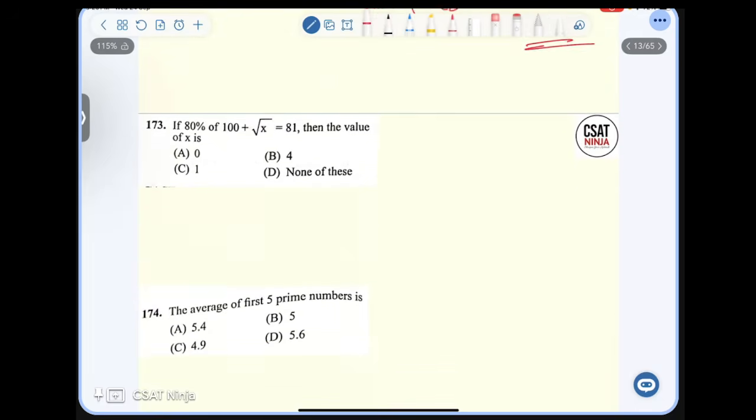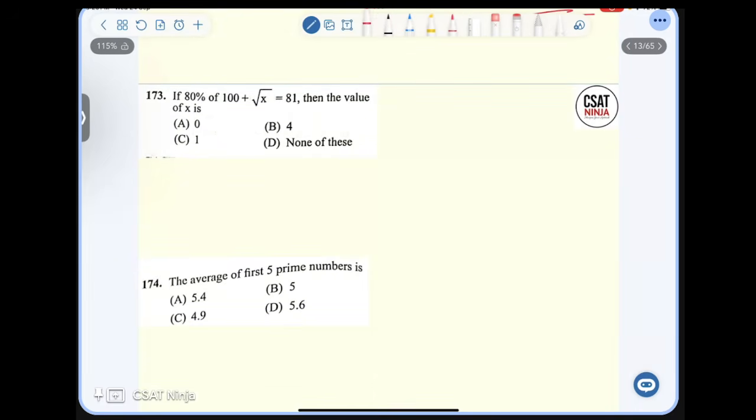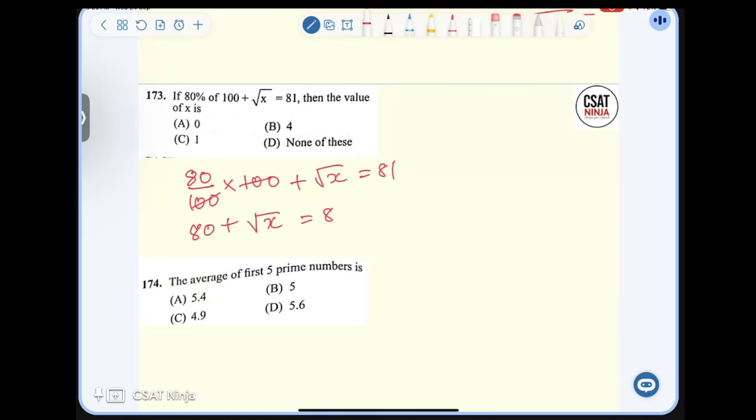Let's go to next. Okay, it's a simplification question. There's a percentage here, 80%. If you want to convert into fraction, you just divide it by 100. Of means into 100 plus root over x is equal to 81. So 100 cancel. That means 80 plus root over x is equal to 81. If you transfer this plus 80 to the other side, it will be minus 80, which means root x is equal to 81 minus 80, which is equal to 1.